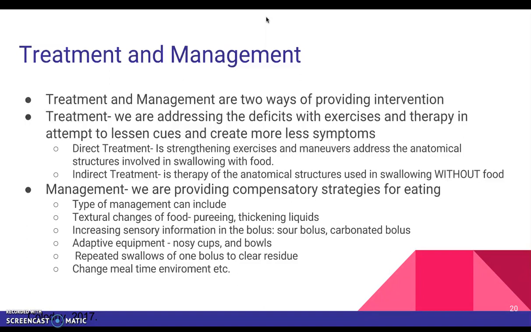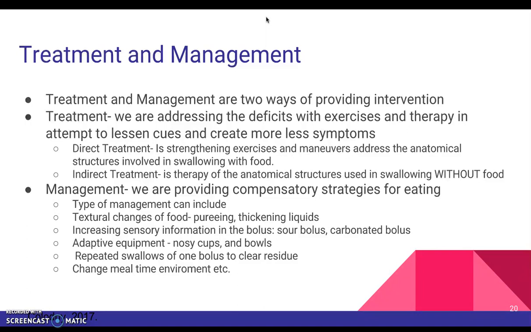And we have 2 types of treatment, direct treatment and indirect treatment. Basically they're the same, just direct treatment involves food and indirect treatment is without food. This is therapy to the anatomical structures used in swallowing, so breathing exercise, oral motor. Managing is different. In management, we're providing compensatory strategies for eating.